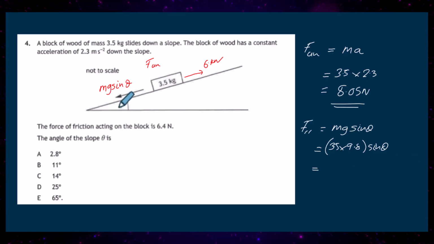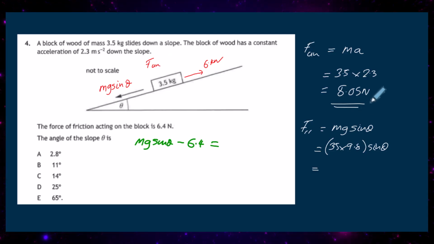So if we look at our force diagram here, we can see that the force acting down the way, mg sin θ, take away the frictional force acting up the way, 6.4 newtons, should give us the unbalanced force. So we have the following. We have the forces acting down the way, which is going to be mg sin θ. We'll just work it out at the side there in terms of 3.5 and 9.8. Take away 6.4 newtons must be equal to the unbalanced force, which worked out to be 8.05 newtons.